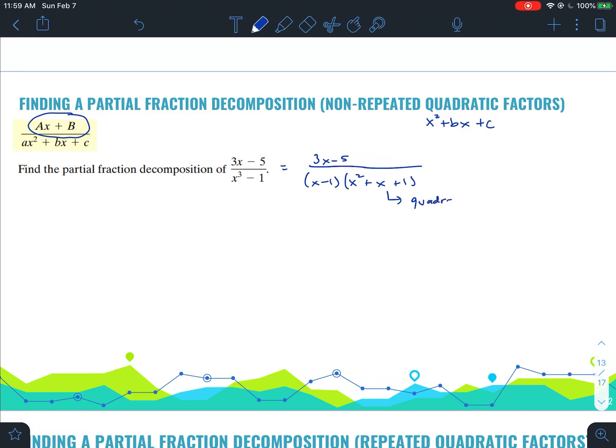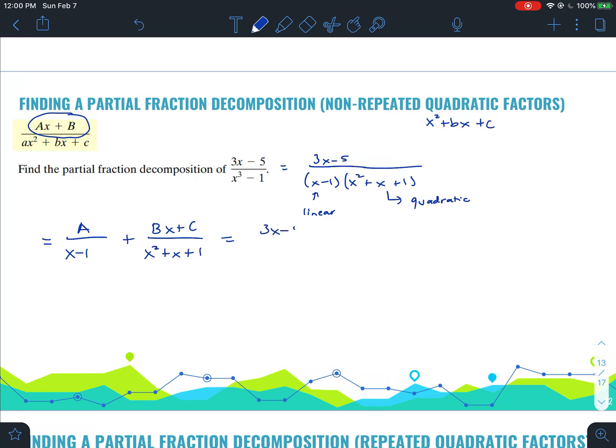And notice that that is a quadratic factor, and this one is a linear factor. So my 2 fractions would be A over x minus 1, and then Bx plus C over my quadratic factor, x squared plus x plus 1. So again, your quadratic factor will have a linear term and a constant.